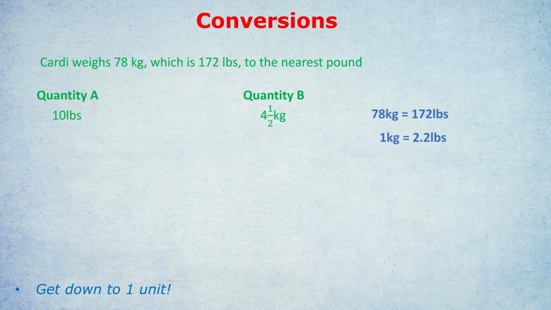They're asking for quantity B, 4.5 kilograms. So what we would do is multiply both sides by 4.5 to scale it back up again to the required units. Multiplying both sides by 4.5, we find out that 4.5 kilograms equals 9.9 pounds. And if 4.5 kilograms, quantity B, equals 9.9 pounds, then quantity A, which is 10 pounds, is bigger. Notice what we did. Set up the equation, get it down to 1 unit, and then scale it back up.